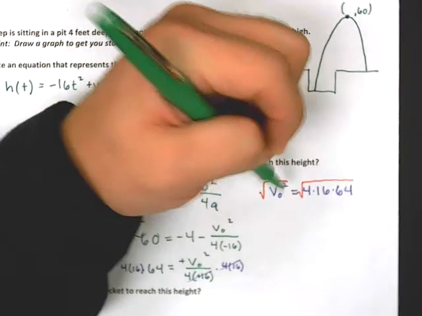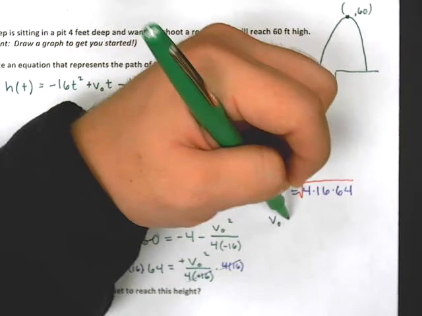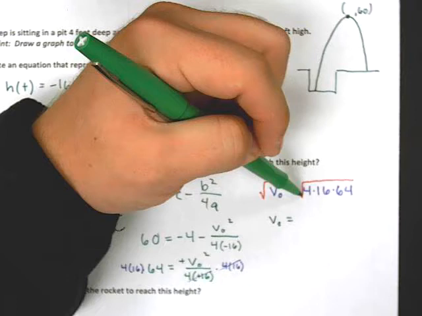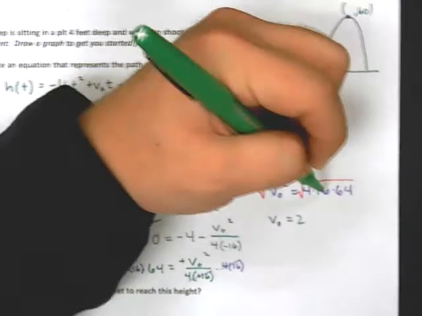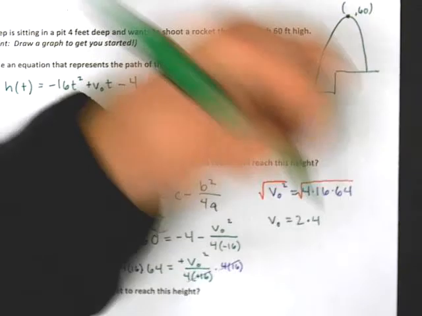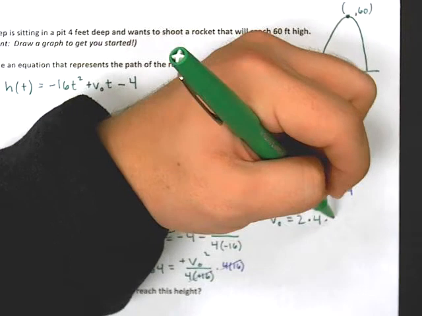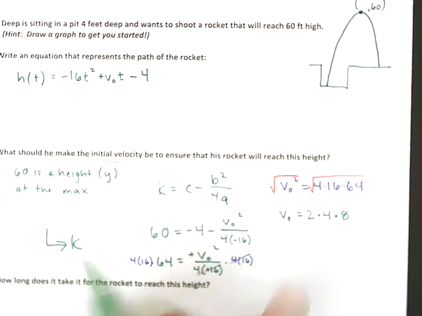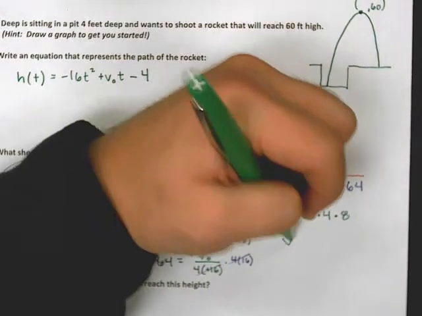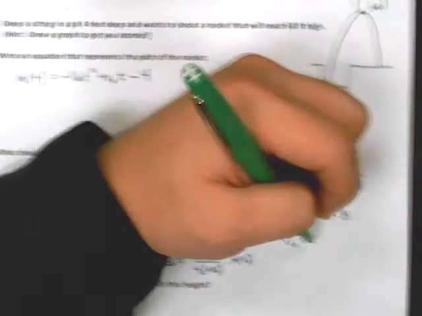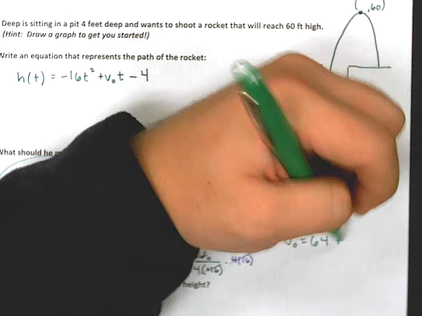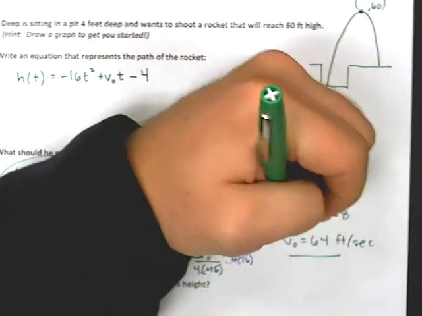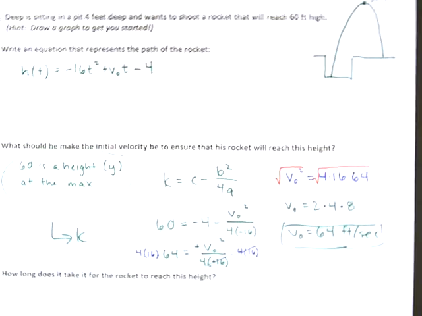When I square root v0 squared, I get v0. When I square root 4, I get 2. When I square root 16, I get 4. When I square root 64, I get 8. Now this is manageable. 2 times 4 is 8. 8 times 8 is 64 feet per second. All right, you can do this.